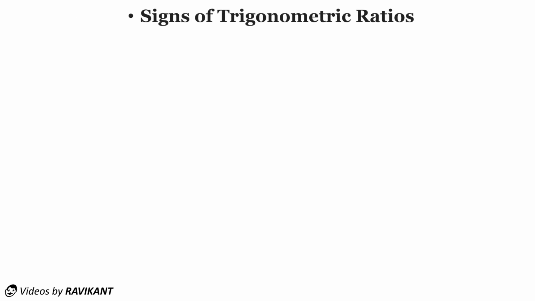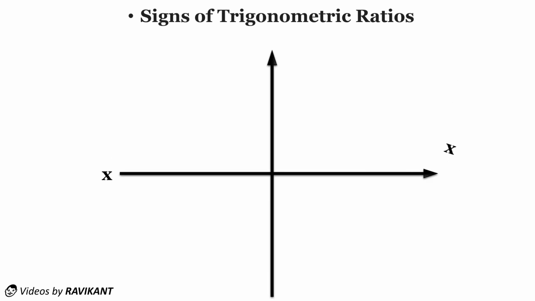Now let's have a look at the signs of trigonometric ratios. We will see how the sign of trigonometric ratios changes when the angle changes. So let this be our x-axis, this our y-axis and this our origin.